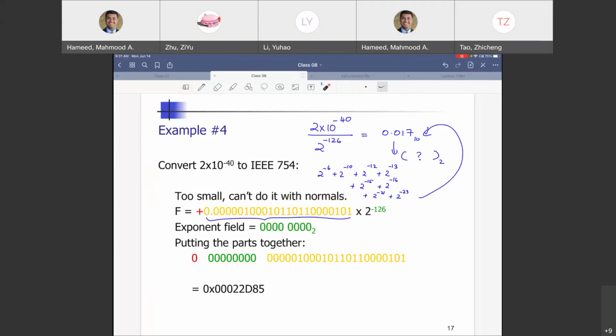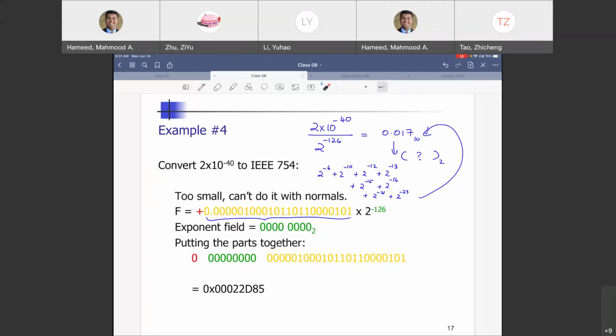So there is a way for you to identify a denormal in the binary sequence, and there is a way to identify it in the number. The number has to be less than 10 to the negative 38 or less than 2 raised to negative 126. In the bits, you see the exponent field all zeros and the fraction field non-zero, you know it's a denormal.